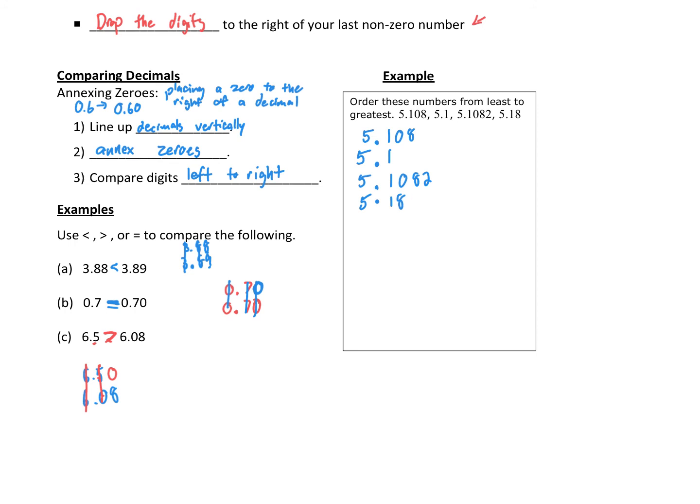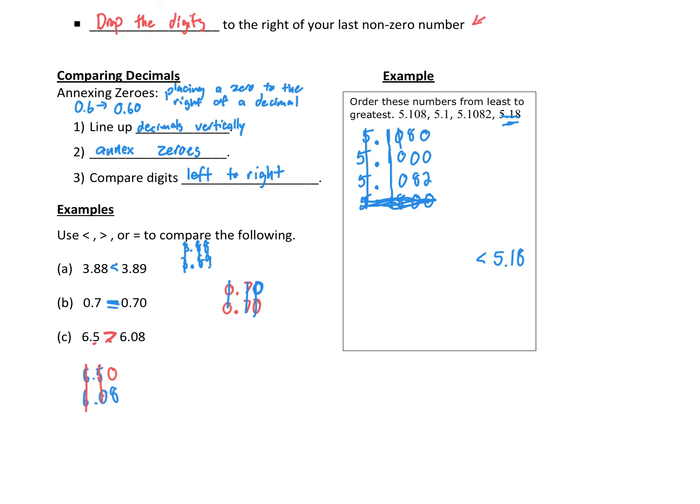Step 2, annex zeros as necessary. We have to go all the way to the thousandths place, so we're going to be annexing a lot of zeros on there. All right, then step 3, compare digits left to right. They all start with a 5, so we can ignore those 5's. They all have a 1 in the tenths place, so we can ignore those. This last one here has an 8 in the hundredths place, so we know this one's our biggest. So we can go ahead and put it the biggest on our list. That's the greatest. Everything else is going to be smaller than that, and then we can get rid of it.